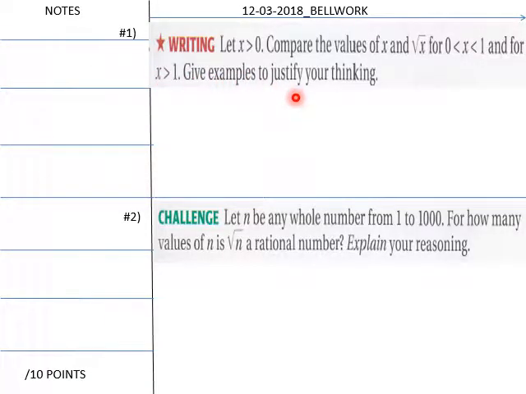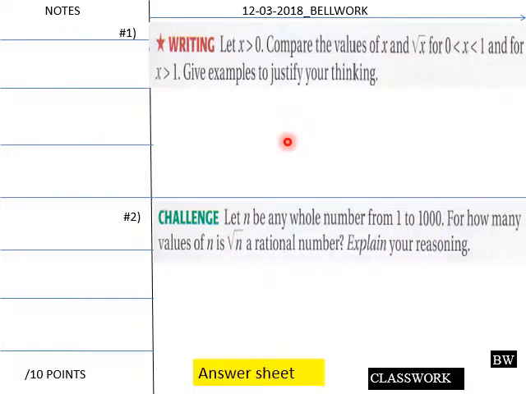Okay, teachers, bell work here. Here's your bell work for this lesson. Compare the values of x and square root of x for this situation here and for this situation. Give examples to justify your thinking, students. And then let n be any number. From here, how many values of n is the square root of n a rational number? Explain your reasoning here. So, okay. I'll give you 6 minutes for this.